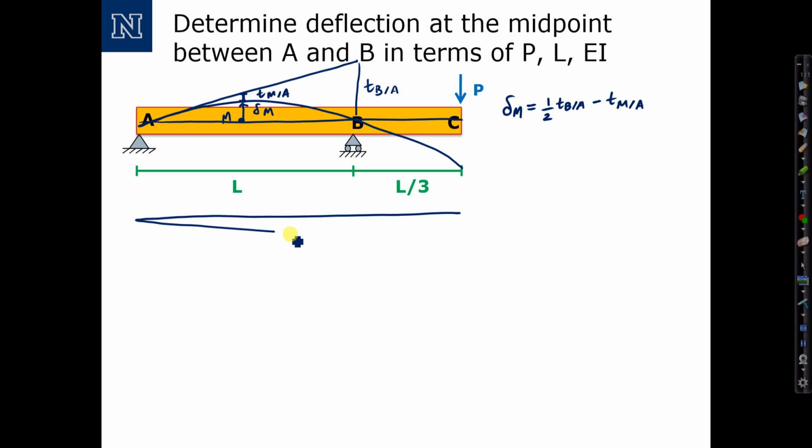Okay, so let's also quickly recreate the moment diagram. We said before that it looks like a triangle with a peak out here at point B equal to PL over 3. For this problem, we only need to work with the area between points A and B, so we won't worry about the overhang. We need to find T at B with respect to A and T at M with respect to A. And I am going to recall from the previous problem that the magnitude of T at B with respect to A was 1/18 PL cubed over EI. And please review the previous video if you need to see how that was found.